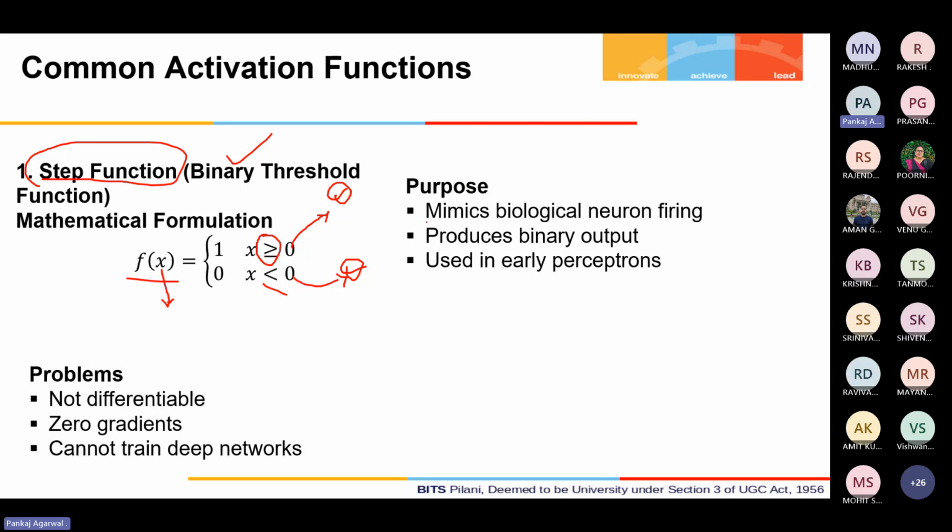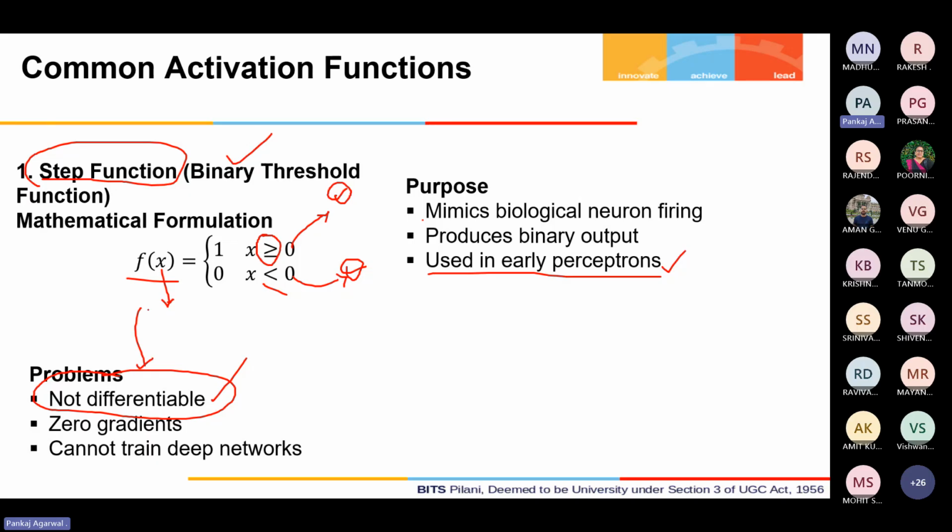So the purpose is obviously to mimic the biological neuron firing and produce a binary output. It was used in very early perceptrons, not much work. You can do a very simple binary classification task. It is not differentiable. I'll talk about this. You might get confused that this function is not differentiable, so a question directly comes in, why do we need a differentiable function? I'll give the answer, just wait for some time.